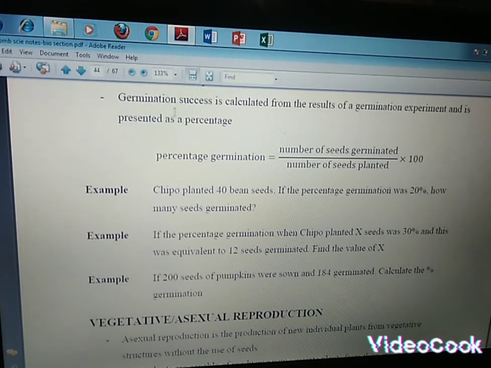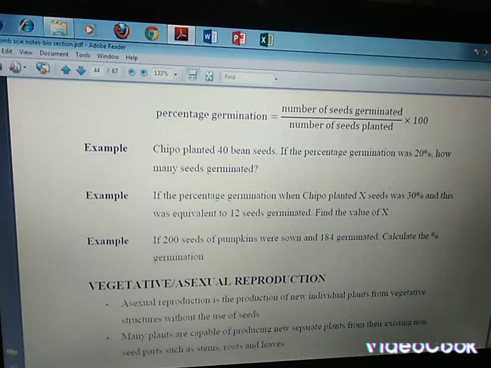Germination success is calculated from the results of a germination experiment and is presented as a percentage, right? So, for the percentage of germination, or the germination rate, you simply say the number of seeds germinated over the number of seeds that were planted. Then you multiply by 100, right? So, for example, here we are having Chipo.